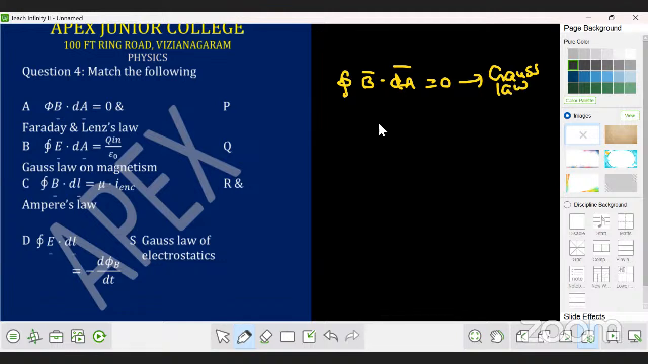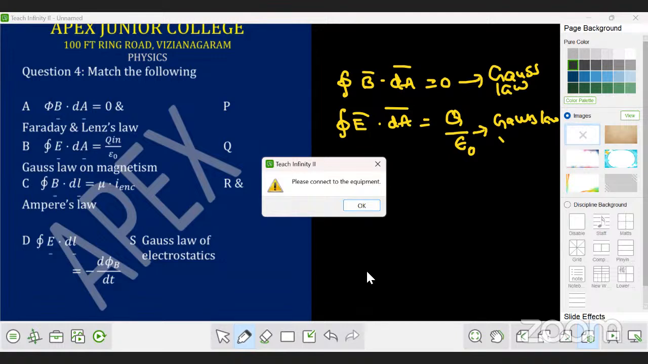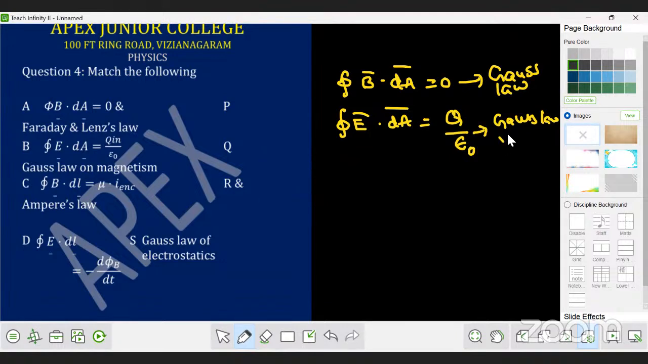Now next, the second law, integral E bar dot dA bar equal to Q by epsilon naught. Of course, this is also Gauss law only. In the first chapter of electrostatics, you will get this. This is Gauss law in electrostatics.